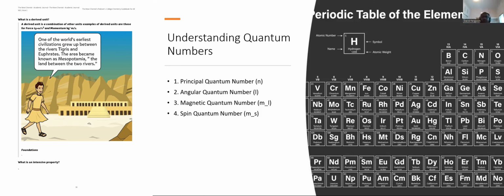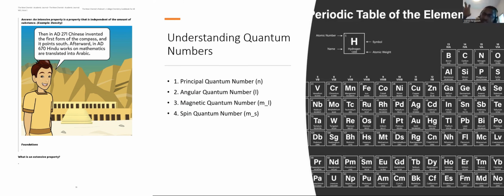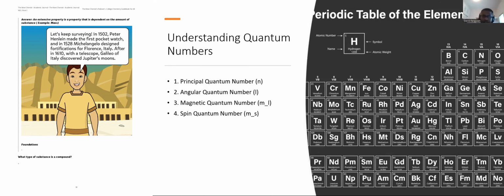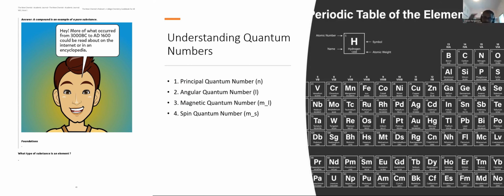Then you have m sub L, which gives you an idea of the orientation of that orbital. And then you have m sub S, which gives you an idea of the orientation of the electron. So it's almost as if we're coming close, we're narrowing in, we're digging deeper, we're trying to better understand the electrons. We started off with the orbitals, the angular momentum of the orbital, then we look at the orientation of the orbital, and then we look at the orientation of the electron. So instead of looking at orbits, we look at orbitals. So just keep that in mind.